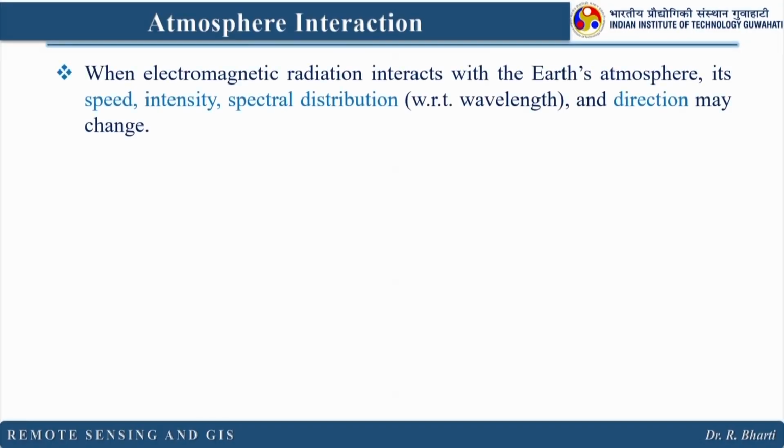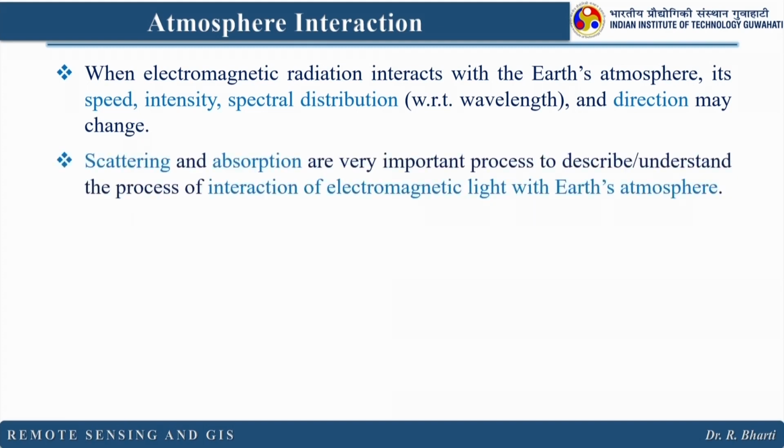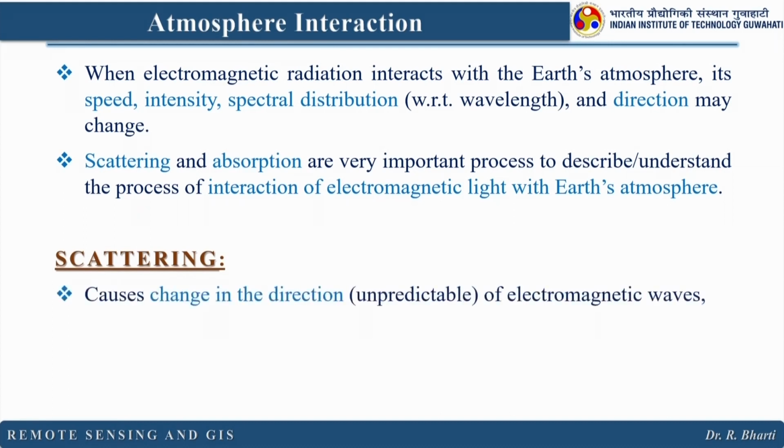So let us start with the atmosphere as a whole. When electromagnetic radiation interacts with the earth's atmosphere, its speed, intensity, spectral distribution and direction may change, right? Because here your media is different. Now scattering and absorption are very important processes to describe or understand the interaction of electromagnetic light with the earth's atmosphere. So let us start with scattering. It causes a change in the direction of electromagnetic waves, and these directions are unpredictable. So you cannot predict, if water vapor is present in the atmosphere, how much the direction will change for the incoming radiation.